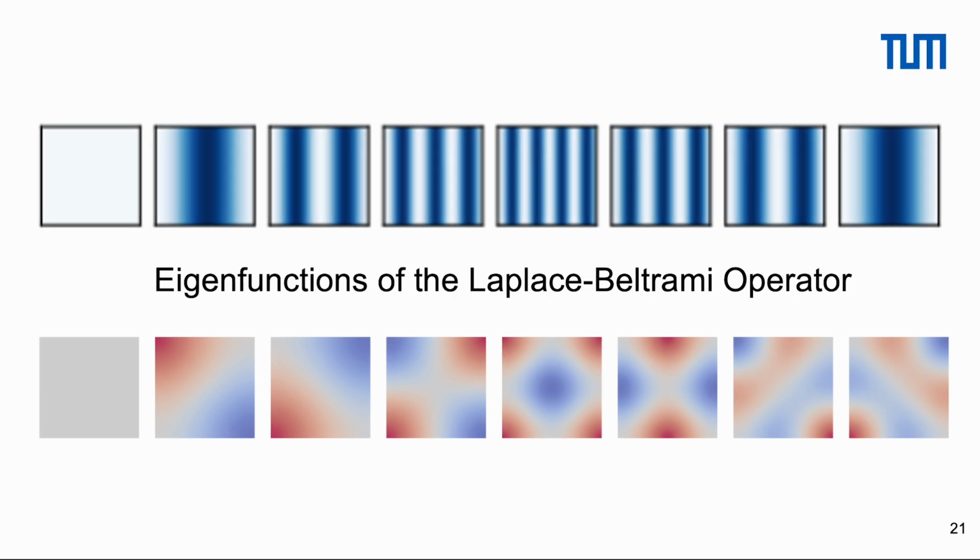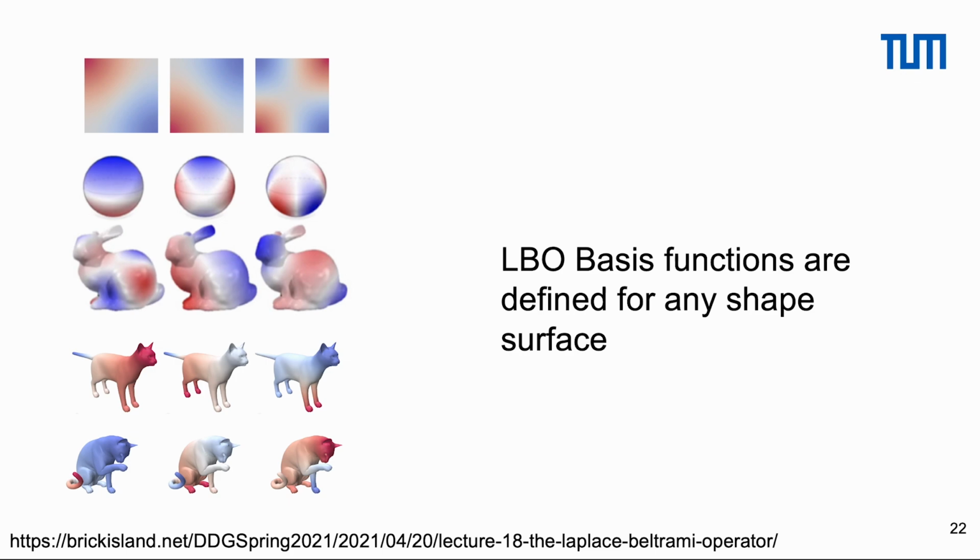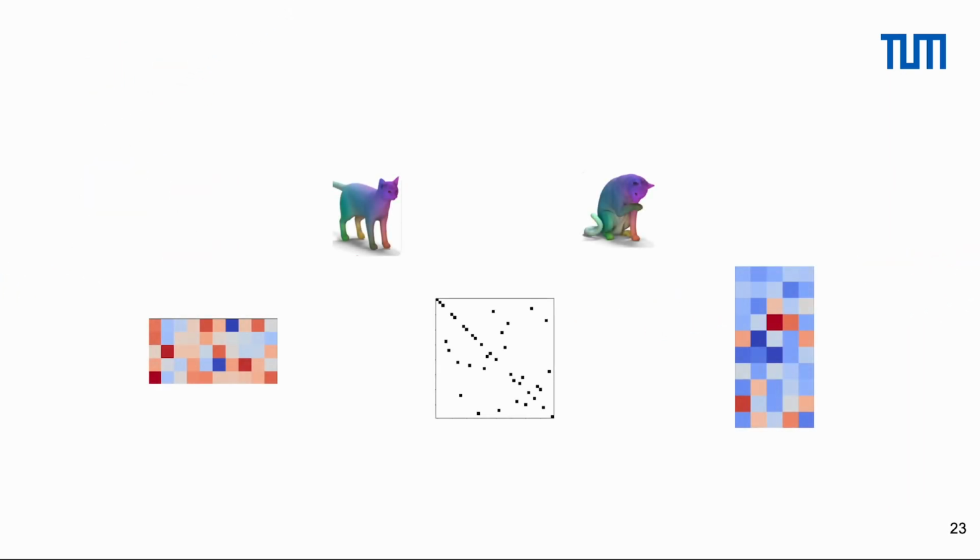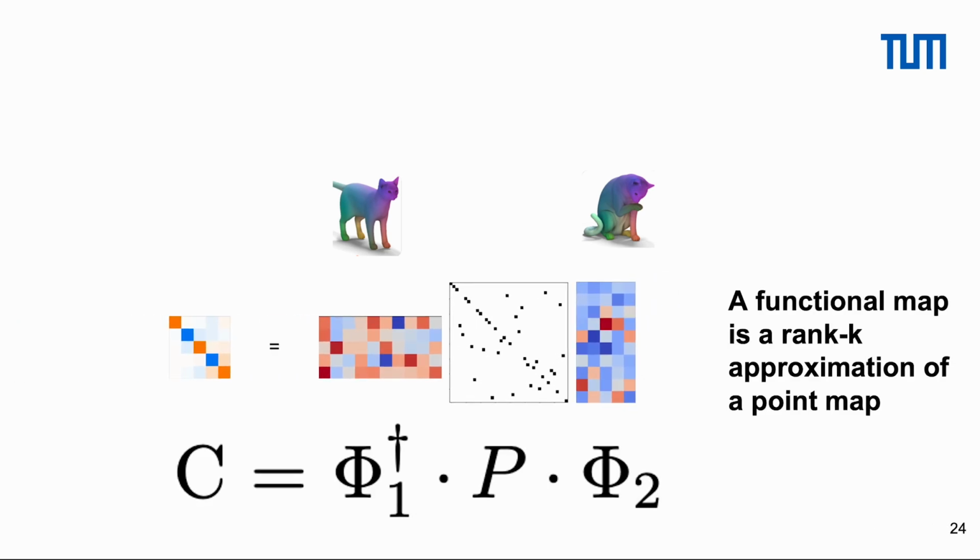Mathematically, they are the eigenfunctions of the Laplace-Beltrami operator, and they can be defined for any general surface. With a set of bases, now we can do stuff with it. For example, we can compress a point map between two shapes using two of the bases that result in something of the size of k by k, and we get the spectral coefficients for the point map. This is one of the definitions of a functional map.